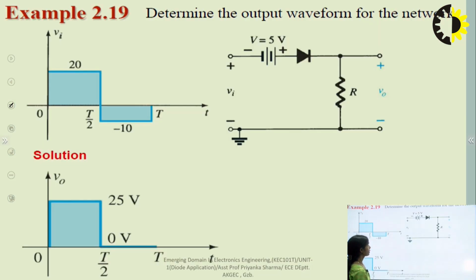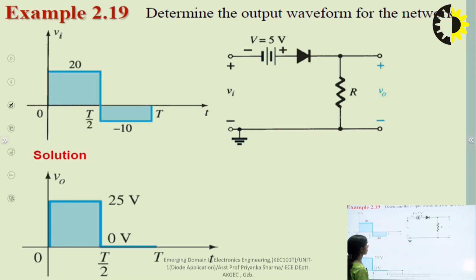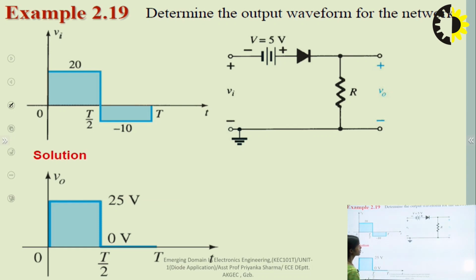So if we take the example of this bias clipper circuit, we will start with the bias clipper circuit. I am taking one example. This is the bias clipper circuit. A diode is connected in series with the battery, and I am giving the input here in a square waveform. For the positive cycle and the negative cycle, we can see the amplitudes are different, so we again have to analyze it in two parts.